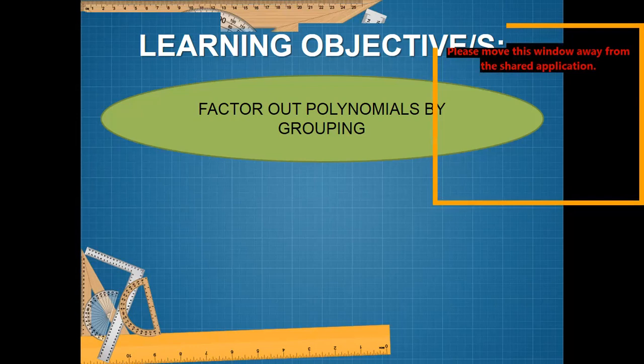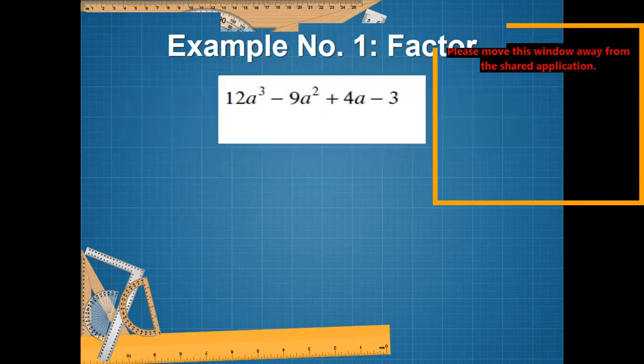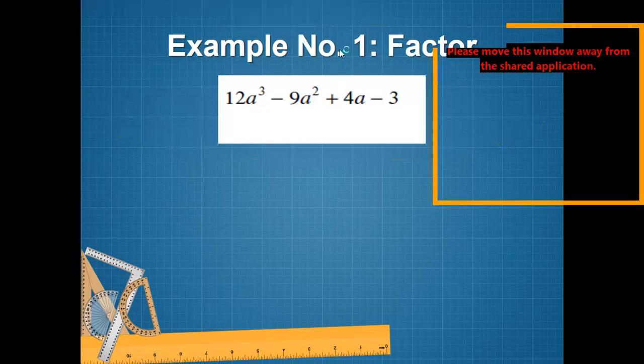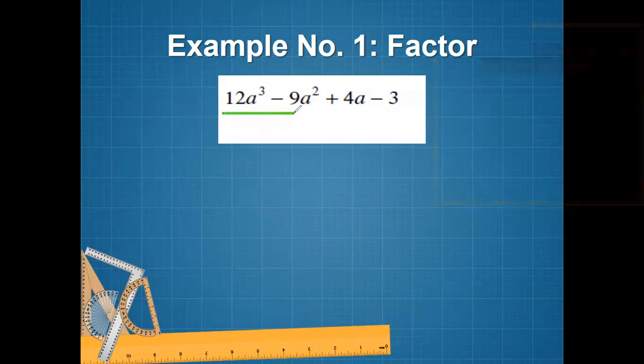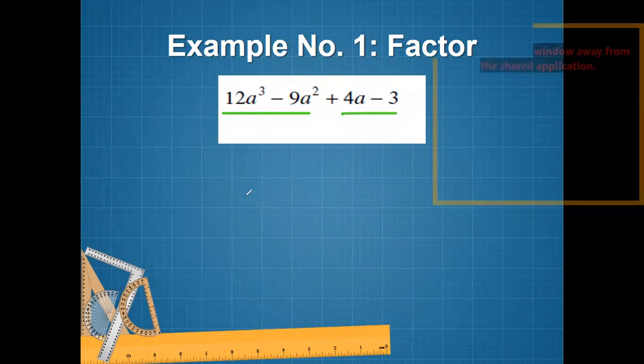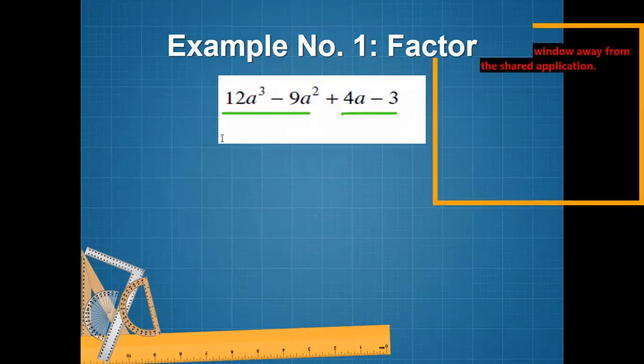So we have here, let's use that in our first example. We're going to factor 12a cubed minus 9a squared plus 4a minus 3. So we're going to factor these two groups separately. First, 12a cubed minus 9a squared.